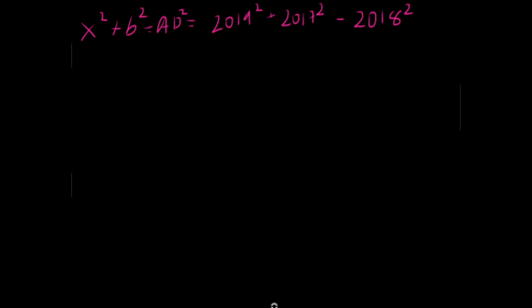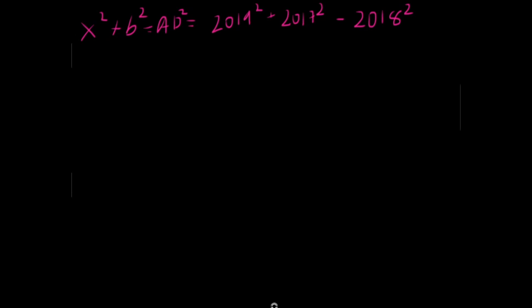Things were getting kind of messy, so I just rewrote that here. We have X squared plus B squared is equal to AD squared is equal to 2019 squared plus 2017 squared minus 2018 squared. So we could just take the square root of this, solve for AD, but that's not clean, and we don't always have access to a calculator in a test or something, so I'm going to try to make this as clean as possible.